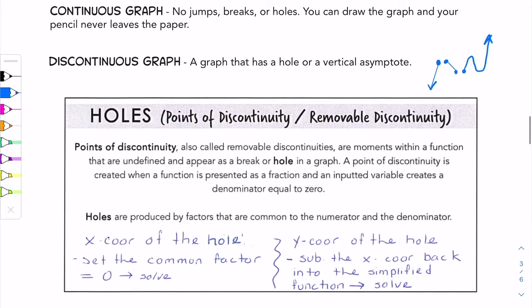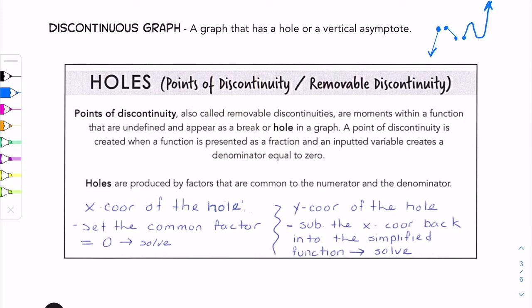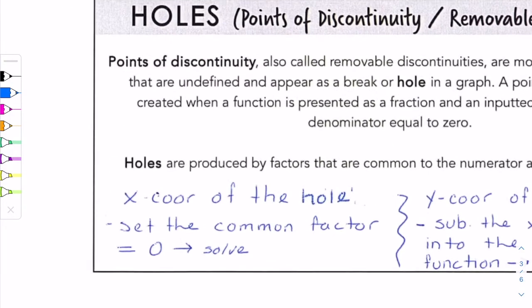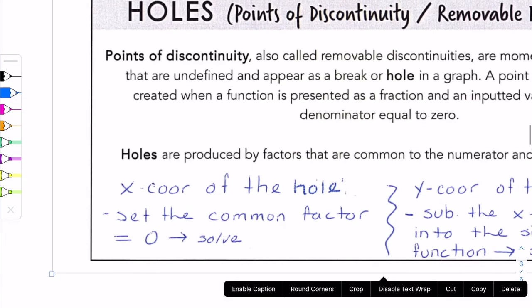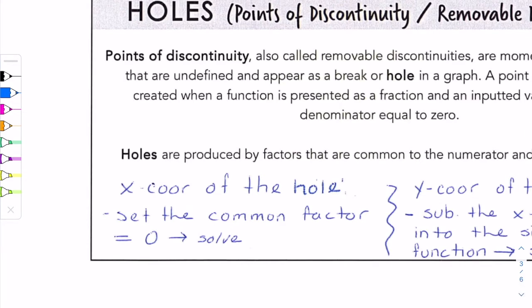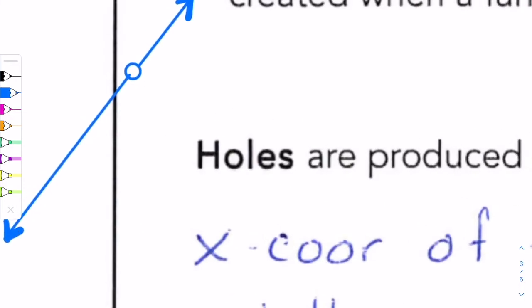Looking at holes to start with, all of these kind of run together. Holes are points of discontinuity or removable discontinuities. They're moments within a function that are undefined and appear as a break or a hole in the graph. When you're graphing them, they are graphed just like they sound. If I'm graphing this line, which is just going to be what appears to be a straight line with a hole in the graph, I stop graphing, I draw an open circle to indicate a hole, and then the line continues. So this right here is considered a hole.